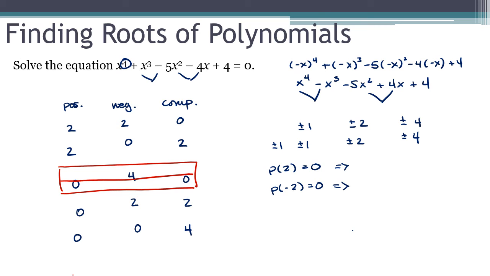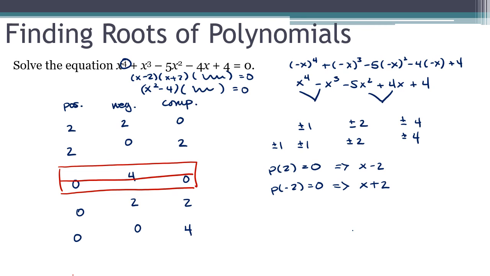If 2 is a root, then x minus 2 is a factor, and if minus 2 is a root, then x plus 2 is a factor. So we're making progress towards factoring here, right? This is going to be x minus 2 times x plus 2 times something that we still have to figure out. Okay, well, x plus 2 times x minus 2, this is x squared minus 4.